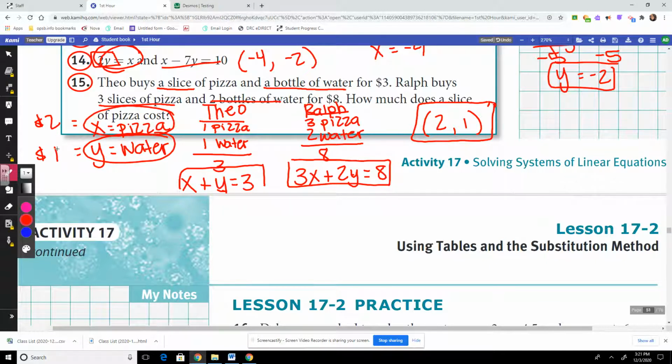Now you can verify that this answer is correct by substituting back into the equations in the real world to see if it makes sense. If Theo bought 1 slice of pizza and a bottle of water and he spent $3, would that make sense? Yes. Pizza $2, water $1, 2 plus 1 is 3. Ralph bought 3 pieces of pizza and 2 bottles of water. So 3 pieces of pizza is 3 times 2, which is 6, and 2 times 1, which is 2, and 6 plus 2 is 8. So that's correct. It satisfies both of our real world scenarios, which means that our point (2, 1) is correct, and the price of pizza being $2 and the price of water being $1 is also correct.